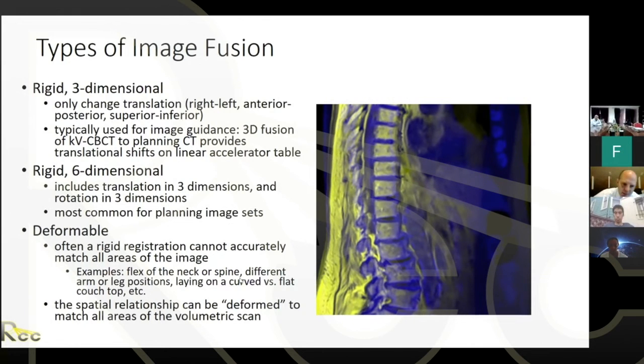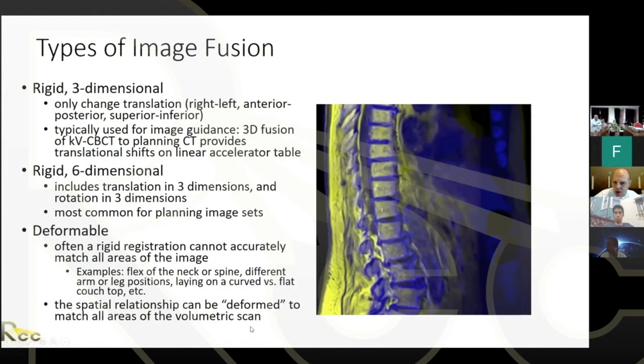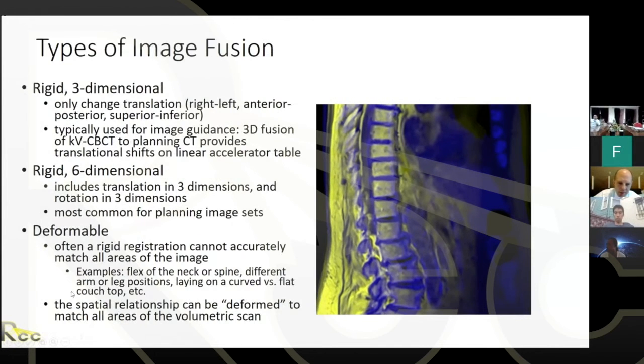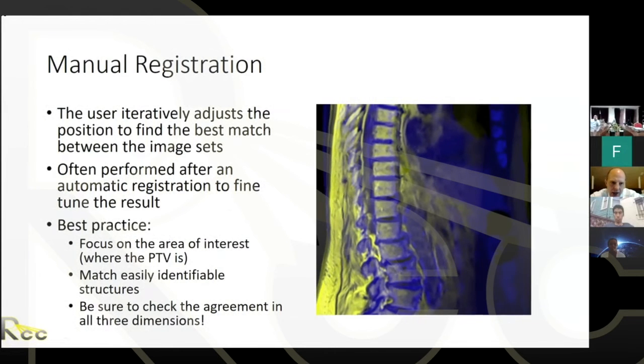In those cases, it's possible to use what's called a deformable registration, so that the spatial relationship can be deformed to match all areas of the volumetric scan. And we'll talk a little bit about that later, but I'm going to leave it to the side for a second.